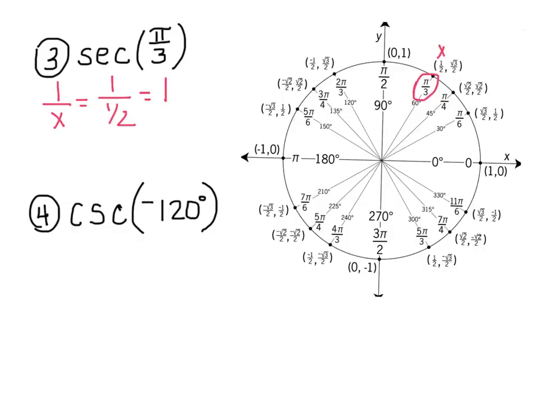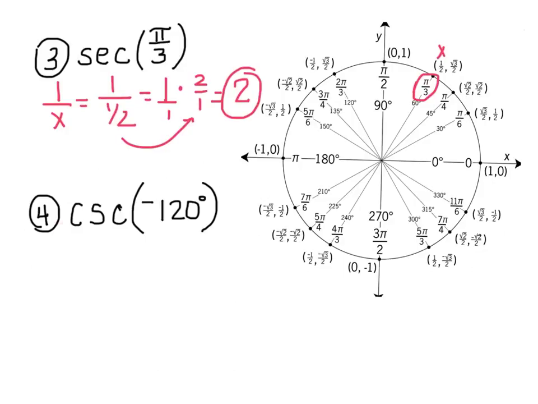1, change dividing to multiplying. Flip 2 over 1. 1 times anything is itself. If you want to think of it that way. So that'd be 1 times 2 is 2. And 2 over 1 is just 2.